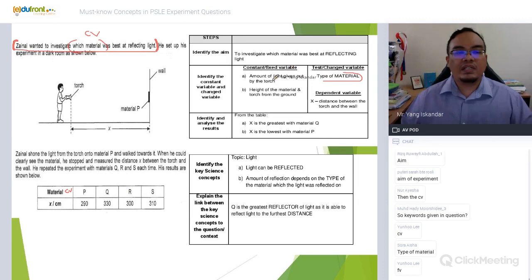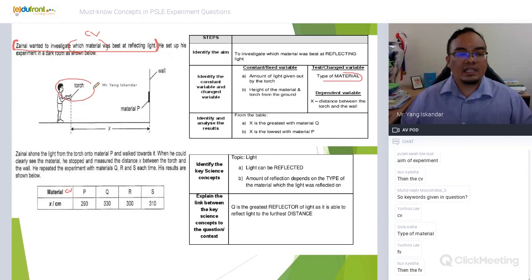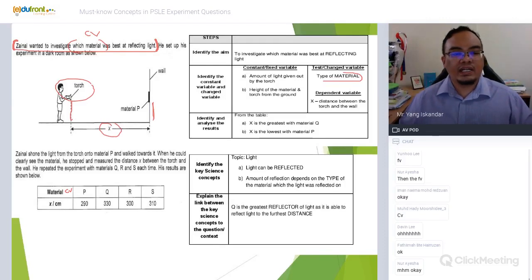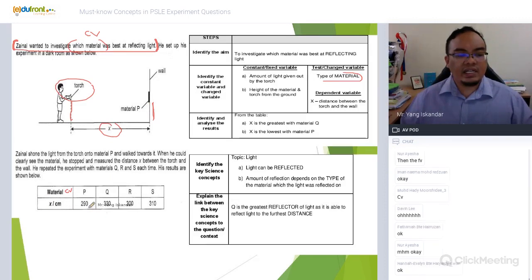What is the fixed variable? The amount of light. This is the fixed variable. The height of the material and the torch from the ground. This is fixed. Remember, everything else must be fixed. And the dependent variable is X. X is the distance between the torchlight and the material. X is the result, the dependent variable or the measured variable, this is what you collect. So from there, you identify and analyze the result.